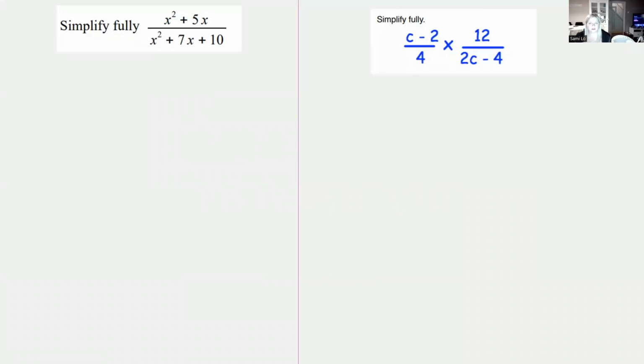Have a go at these 2 questions, pause the video, and then when you're ready, unpause, and then basically I'll go through them.